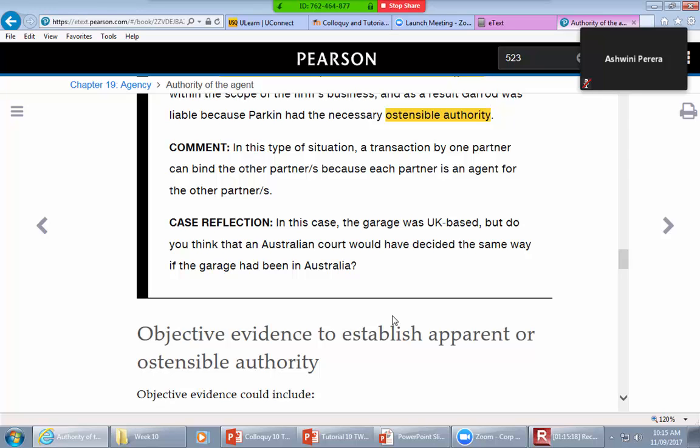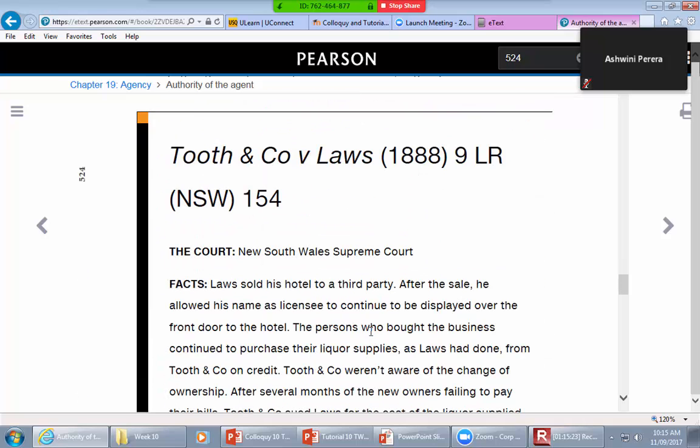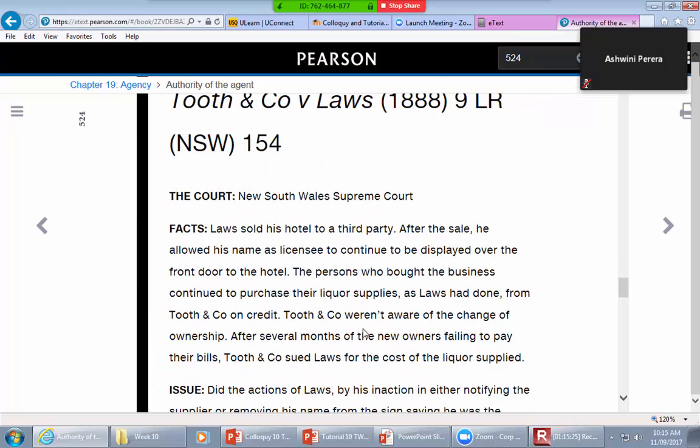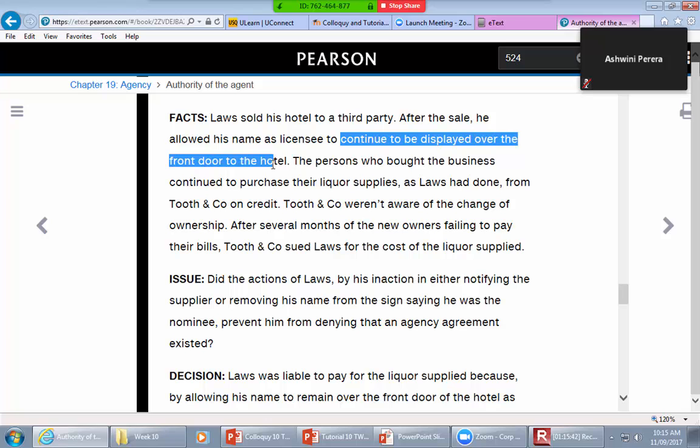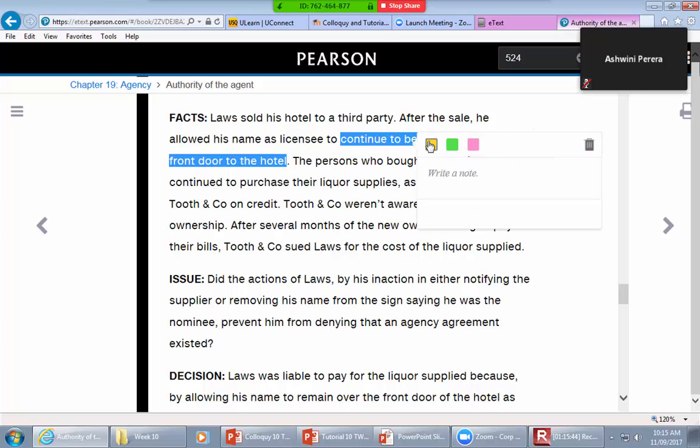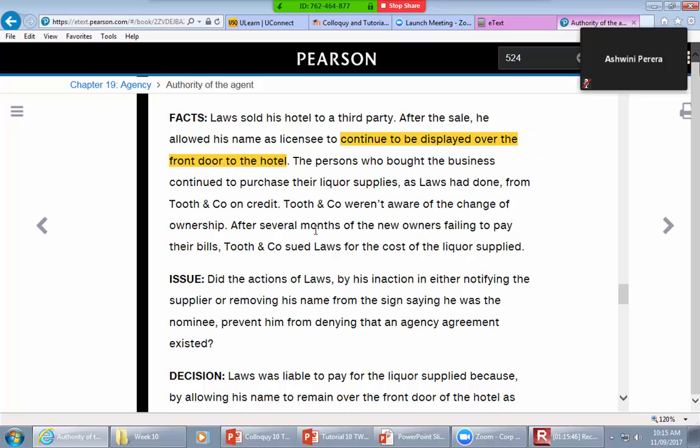Let's move on to Tooth and Laws. This is 524, 1888. Here we have Laws, who sold his hotel to a third party. Okay. After the sale, he allowed his name as licensee to continue to be displayed over the front of the hotel. He sold the hotel already, but they kept the name.